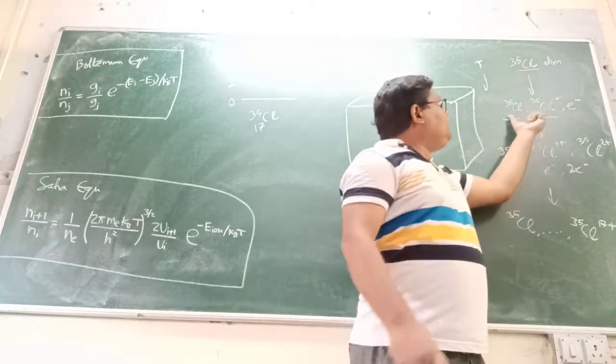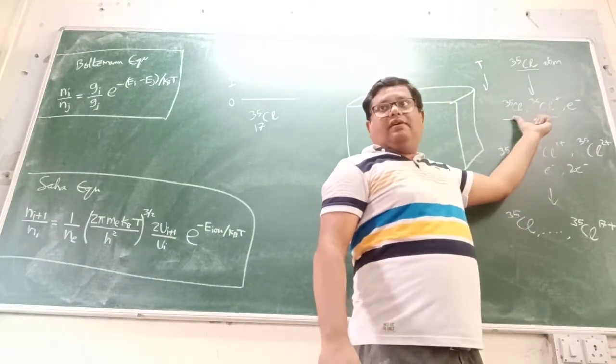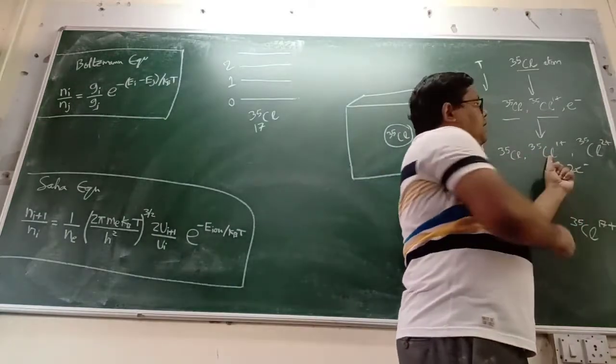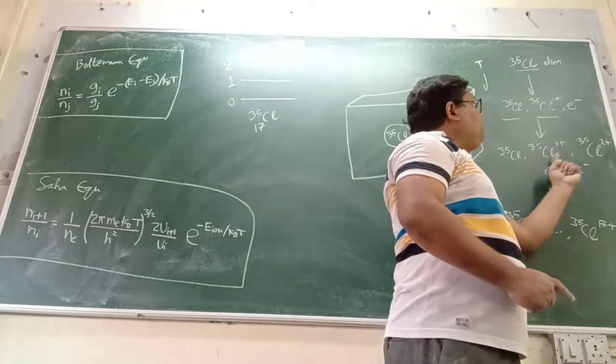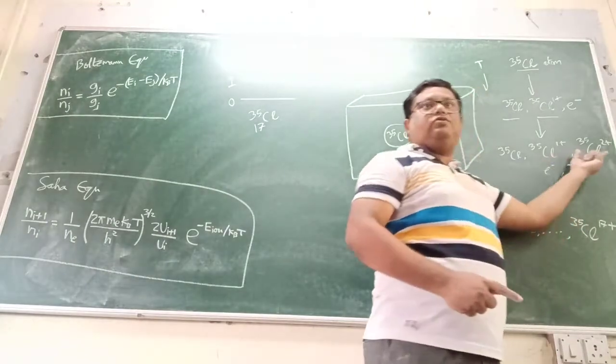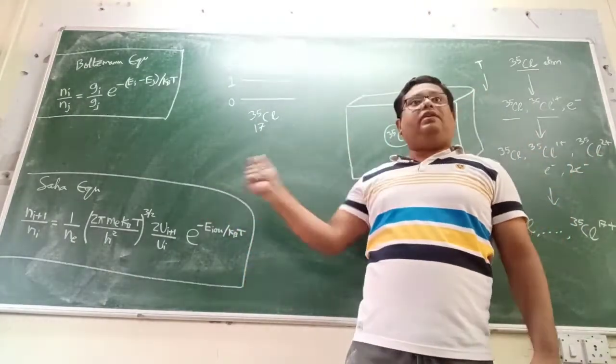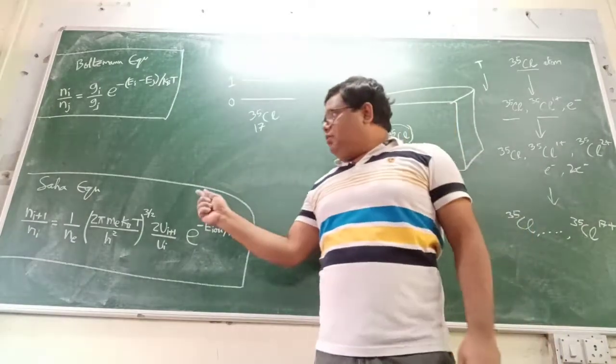But if I consider these two family members, ions, with respect to neutral, how many of them are here with respect to this, how many of them are there with respect to this, and so on and so forth. If you ask me that, then only the Saha equation will help you. So look at the Saha equation.